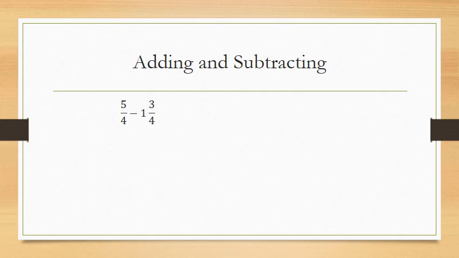Here we've got common denominators, however we have a mixed number, so I have to change it to an improper fraction. 4 times 1 is 4, plus 3 gives me 7 over 4. So I have 5/4 minus 7/4. Different signs, subtract. So I have negative 2 over 4. That can simplify, giving us a negative 1/2 if I divide by 2 on both top and bottom.